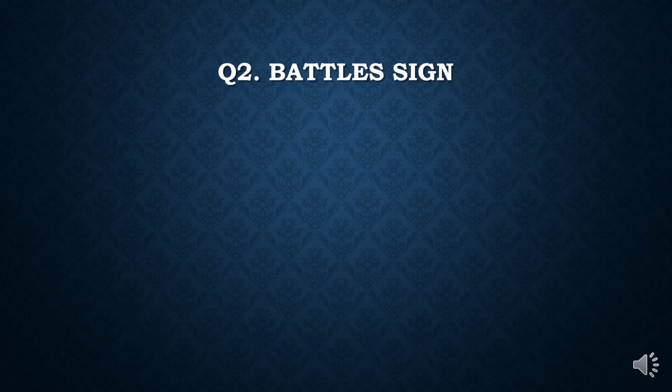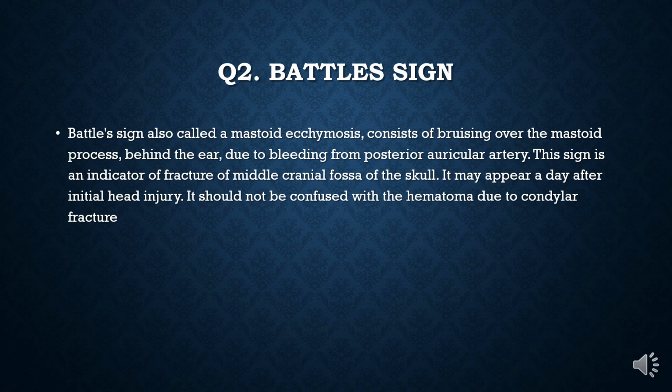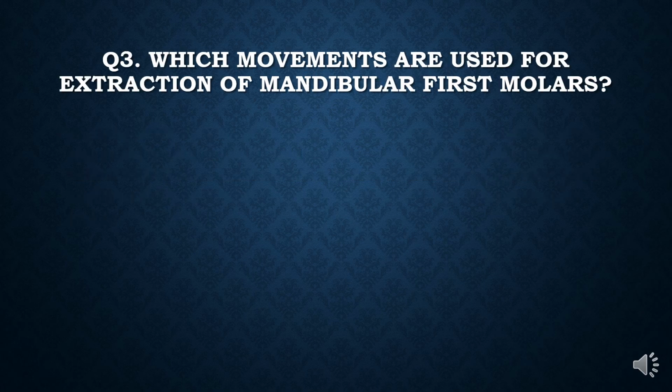Second question is battle sign. Battle sign, also called a mastoid ecchymosis, consists of bruising over the mastoid process behind the ear due to bleeding from posterior auricular artery. This sign is an indicator of fracture of the middle cranial fossa of the skull. It may appear a day after initial head injury. It should not be confused with the hematoma due to condylar fracture.